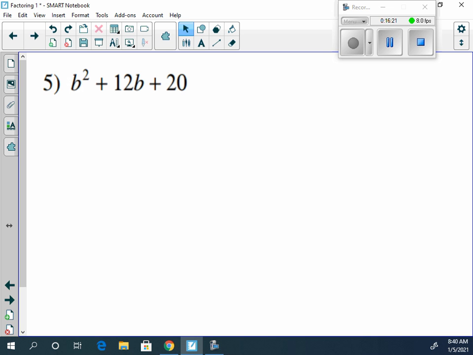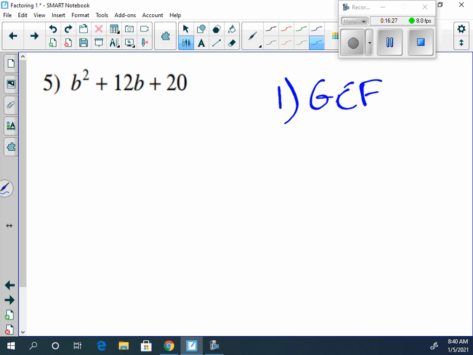So let me put the steps back up here. Now, first step, as we've been using, is our greatest common factor. Now, is there a greatest common factor between b squared, 12b, and 20? Well, there's a b for our first two terms, but 20 doesn't have a b.